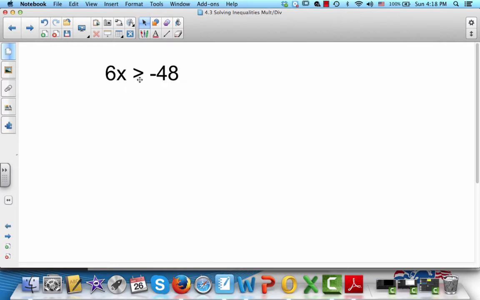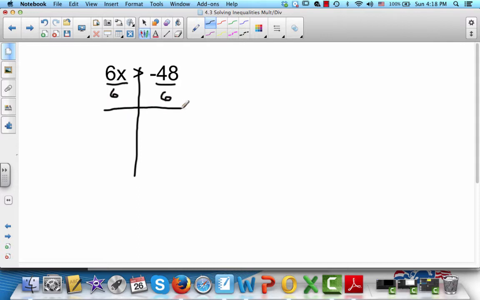Alright, we've got 6x is greater than negative 48. You know that the way to do this is draw your line. The opposite of multiplying by 6 is divide by 6 on both sides of the inequality. And then we're left with x is greater than negative 8.